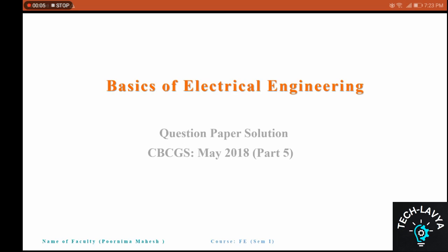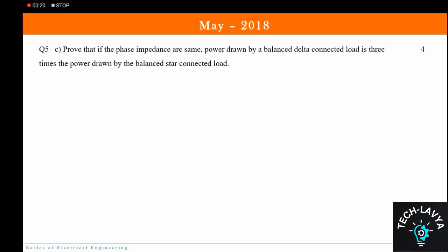Now we are solving the May 2018 question paper, and in today's lecture we are going to see part 5 of that question paper, which is going to be the last in this series. We had already solved till question number 5b. So let us see what is question number 5c, which was asked for 4 marks.